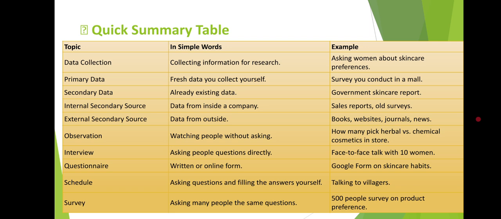Next topic we have is questionnaire, that means a written or online form. For example, a Google Form on skincare habits. Next topic we have is interview, that means asking people questions directly. For example, a face-to-face talk with 10 women. Next we have schedule, that means asking questions and filling in the answers yourself. For example, talking to villagers. And last topic we have is survey, that means asking many people the same questions. For example, a 500-person survey on product preferences.